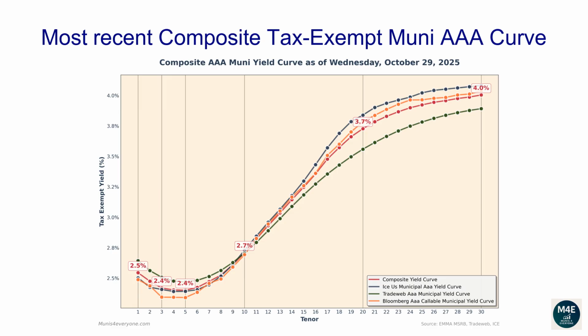The one-year composite tax-exempt yield is 2.54%. The two-year yield is 2.47%. The three-year yield is 2.42%. The 5-year yield is 2.4%. The 10-year yield is 2.71%. The 20-year yield is 3.73%. The 30-year yield is 4.0%.